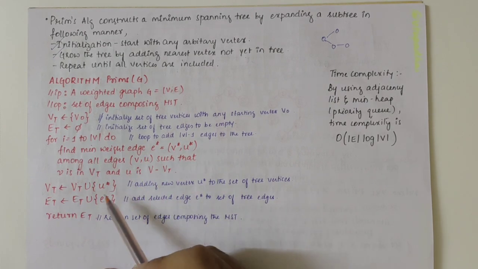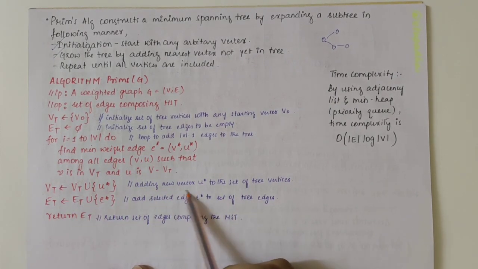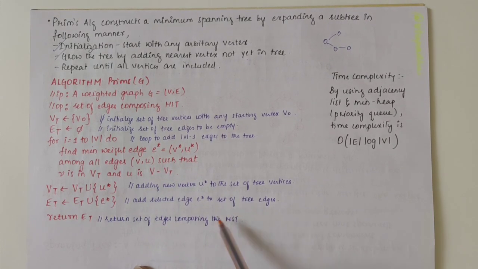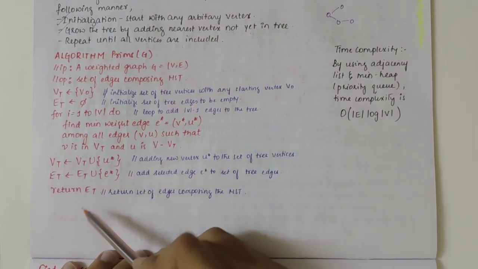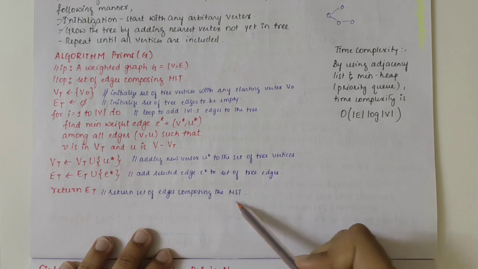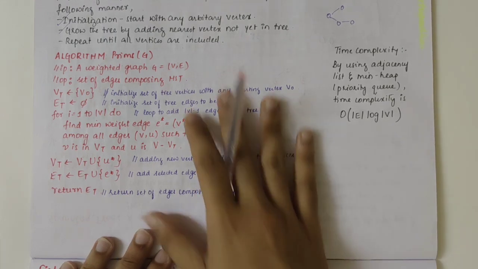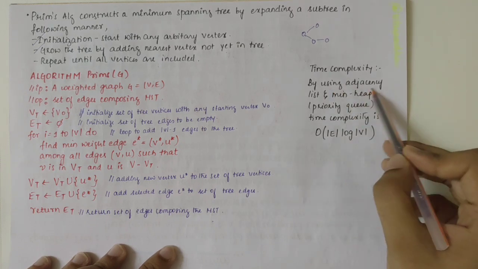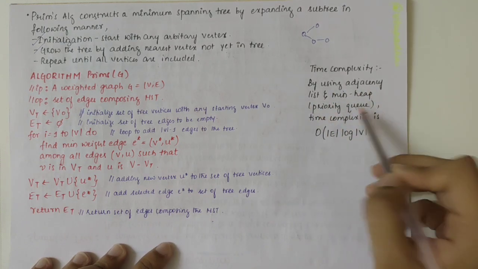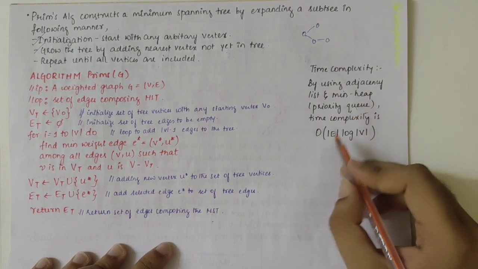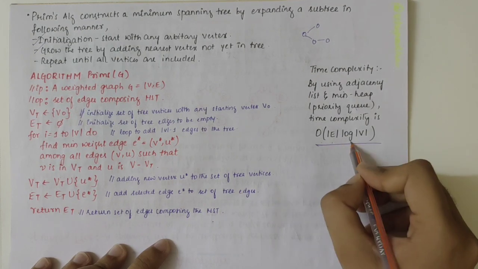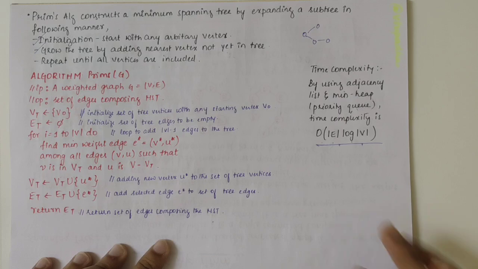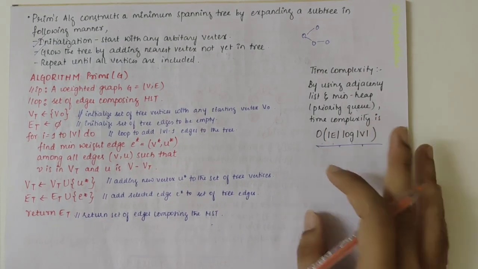Then after finding the minimum weight edge, we update the values. So adding the new vertex u* to the set of tree vertices and adding the selected edge to the set of tree edges, we are updating them. Then we are returning the set of edges comprising the minimum spanning tree as the output. So this was the algorithm part. Looking at the time complexity, by using adjacency list and minimum heap, that is the priority queue technique, the time complexity is order of E log V, that is, we multiply the edges with log V. So that is what the time complexity here is.